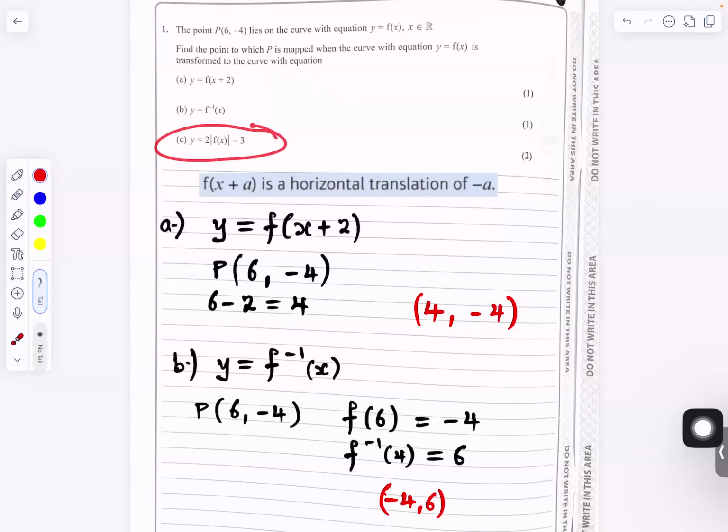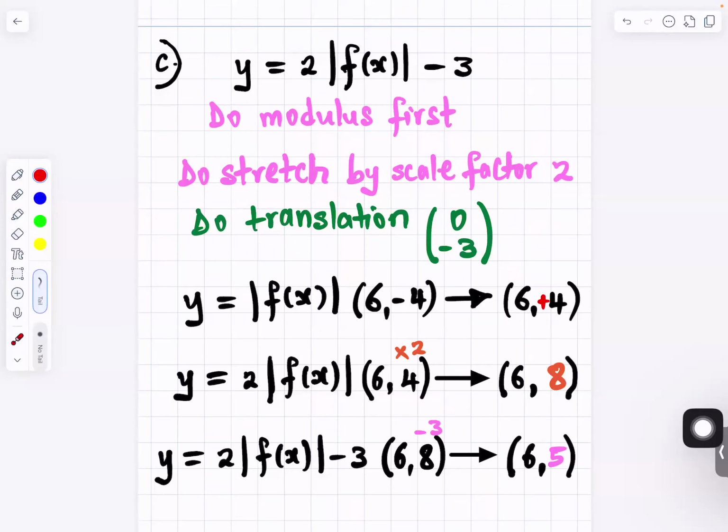And for part C, y equals 2 modulus f of x, minus 3. Let me explain how that works. For this one, we have to do it in a particular order. Let's do the modulus first. I circle it, the modulus, those two straight lines, everything goes positive. After we do the modulus, we do the times 2, which is a stretch by scale factor 2. And then after that, we do the translation, which is (0, -3).